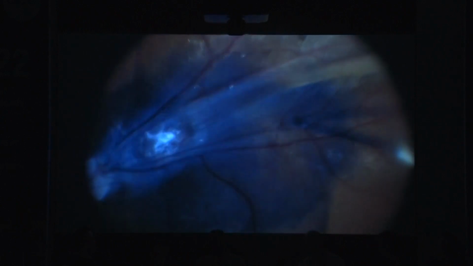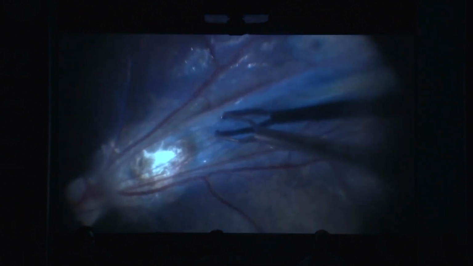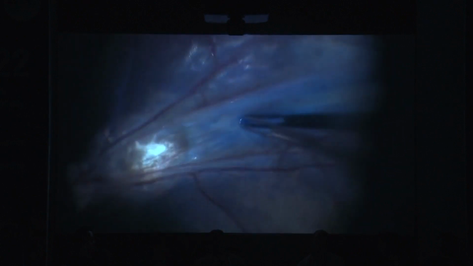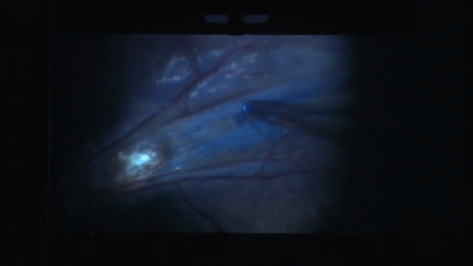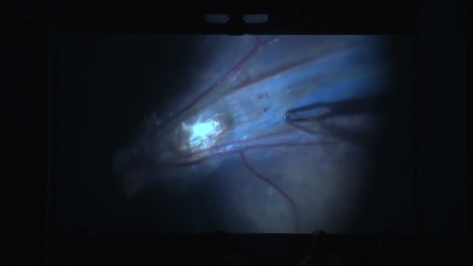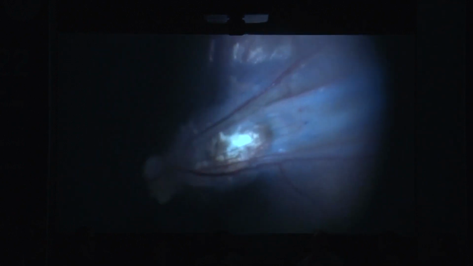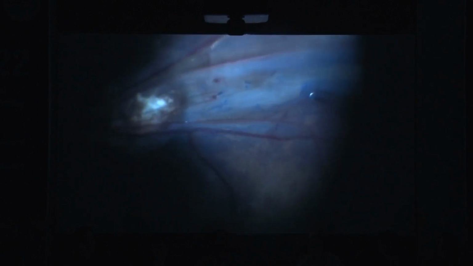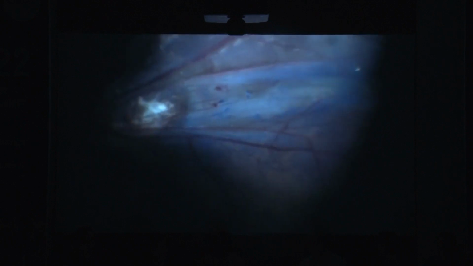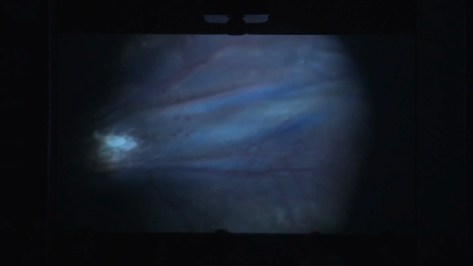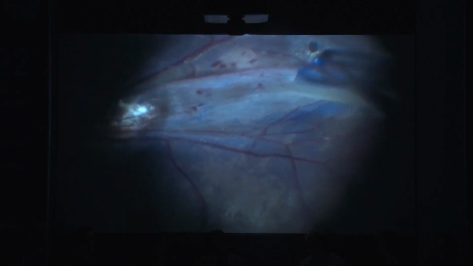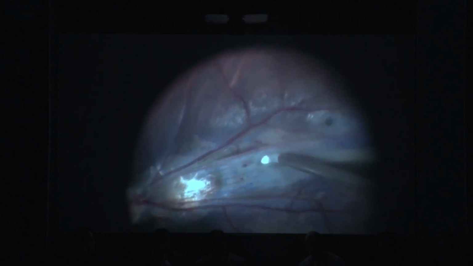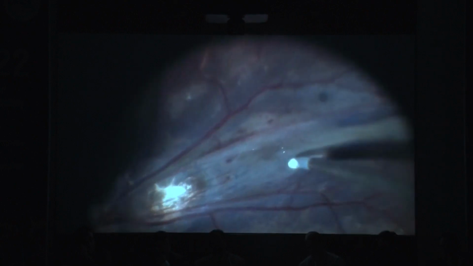ILM was stained with Brilliant Blue G dye and peeled in a patchy manner as it was very stickily adhered to the underlying retina. ILM peeling was also carried out over and around the falciform fold. A diamond dusted membrane scraper was used to do gentle rubbing over the wrinkled macula to flatten the fold.